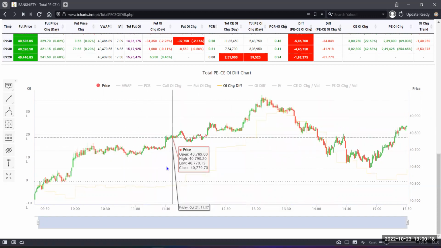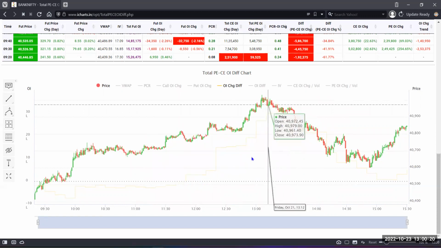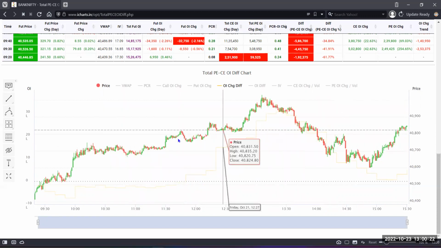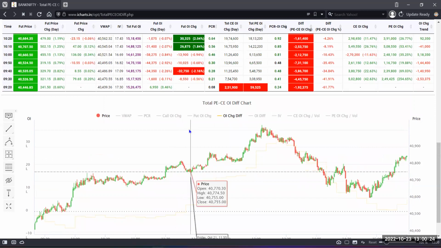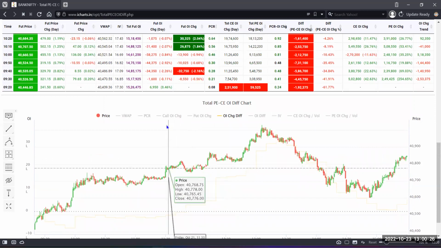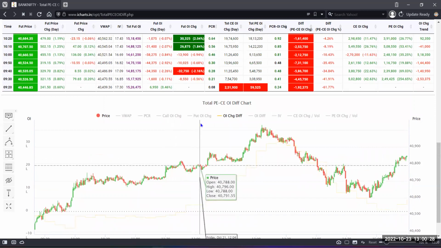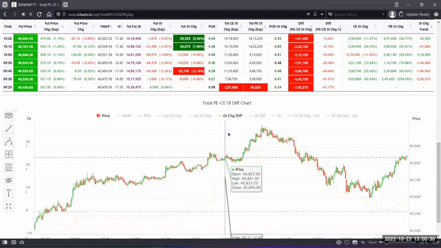We can get some clues as to the direction of the sentiment. Again, this is just the sentiment. We are just discussing market sentiment. This is only OI-based sentiment. So you still need to confirm with price before you take any trade.